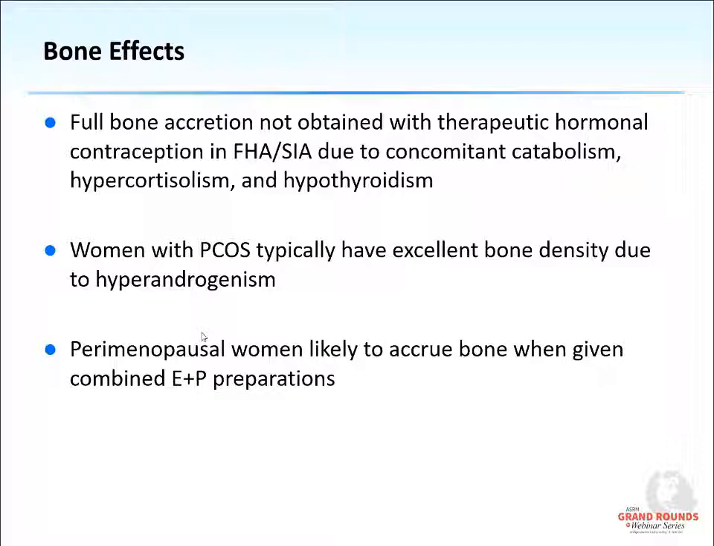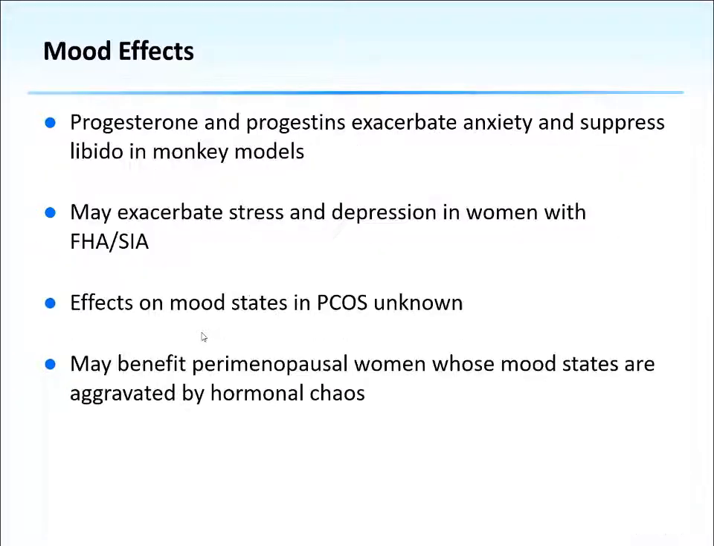And women with PCOS typically have excellent bone density because of the mild hyperandrogenism. And perimenopausal women, if they've gone for a while without having fully ovulatory cycles, may well respond to E2 plus P of many different kinds, progestin preparations. But if they really had pretty decent hormone exposure during the perimenopause, they may be fine in terms of bone density. Somewhat underappreciated are the mood effects of progesterone and progestins, and I don't think those two lead to the same mood effects, but that is an area that hasn't been well investigated.